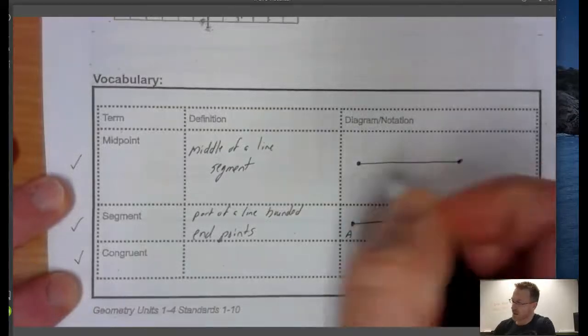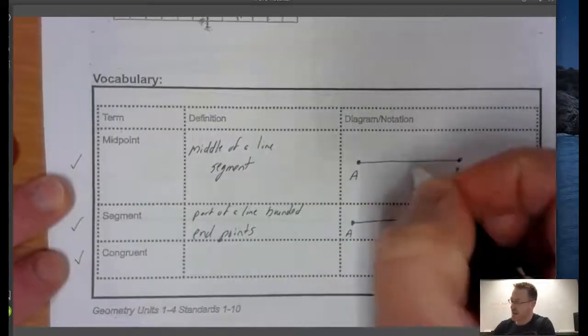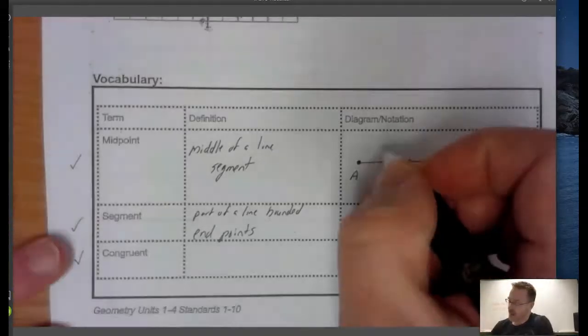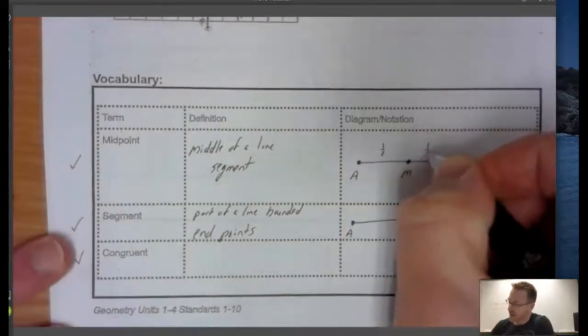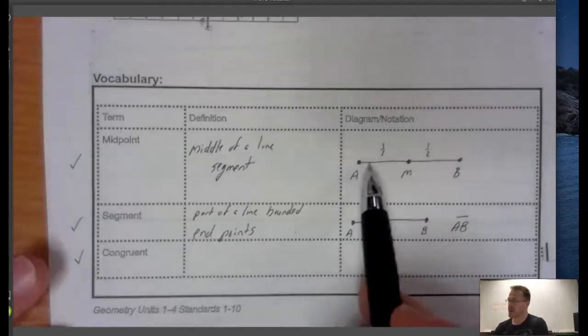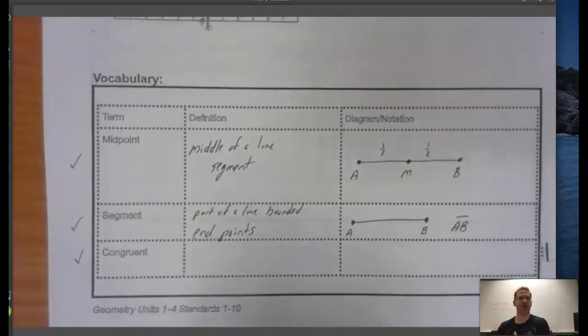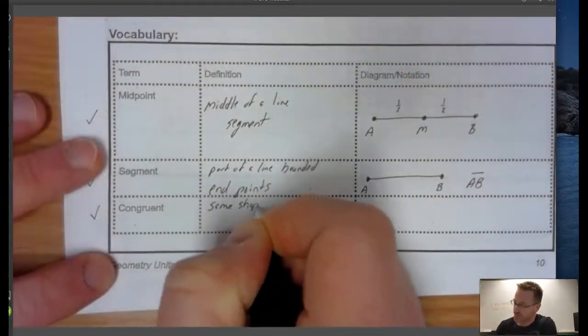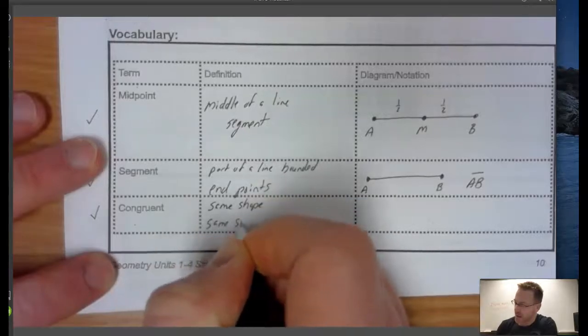Now, when we have a midpoint, we have our segment here, and so we have A and we have B, and then we typically let the midpoint be M, in the middle. What we're saying is that if it's M, this is half and this is the other half. It's half of that segment. Now, what this leads into is that these two parts of this line segment match. So when we talk about congruency, this means that things have the same shape and the same size.